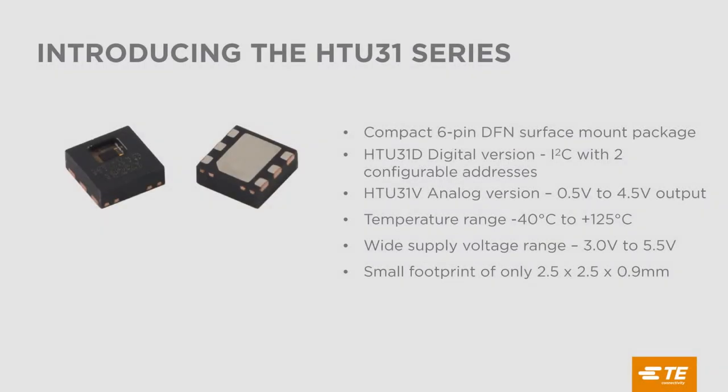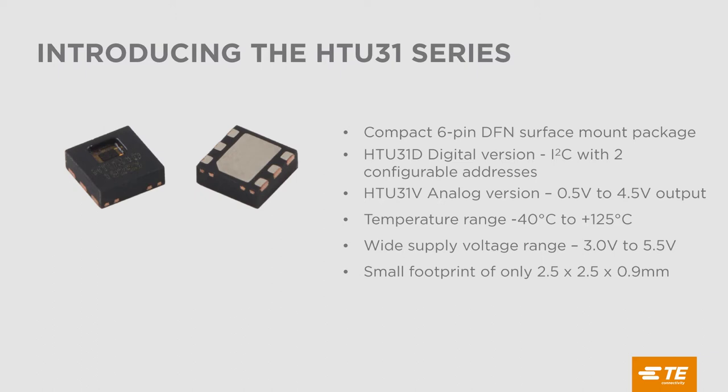TE Connectivity's HTU31 series of humidity temperature sensors are designed to provide very accurate humidity and temperature measurements in a miniature 6-pin DFN surface mount package with very low power requirements. These sensors are factory calibrated and are available with either an I2C digital output or a 0.5V to 4.5 volts analog output, and operate over a wide temperature range from minus 40 degrees to plus 125 degrees Celsius.